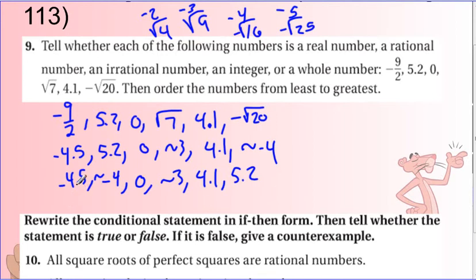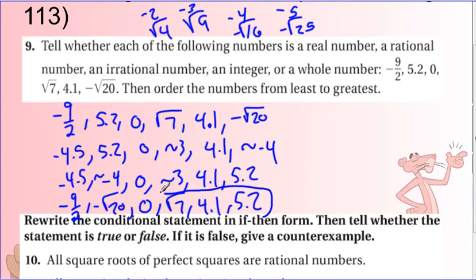So negative 4.5 was this guy, so that's negative 9 over 2. About negative 4 was this negative square root of 20. 0 is 0. About 3 is square root of 7. 4.1 is 4.1, and 5.2 is 5.2. That was a pretty long problem.